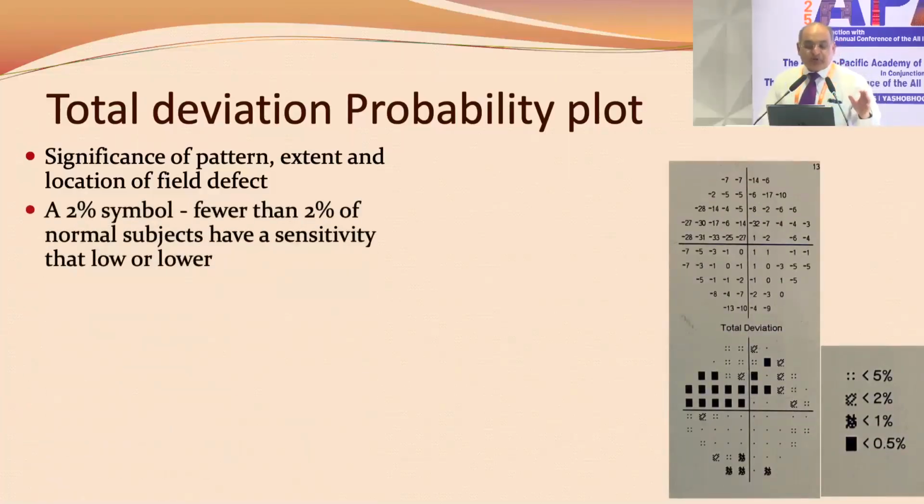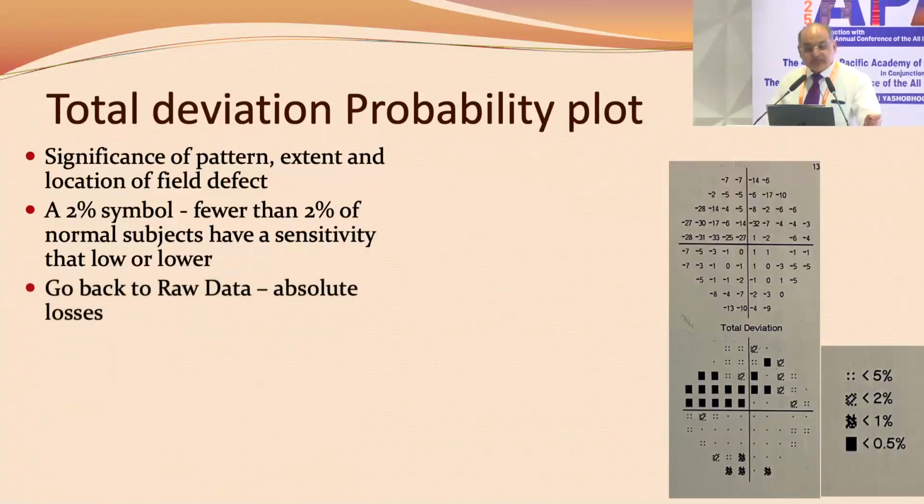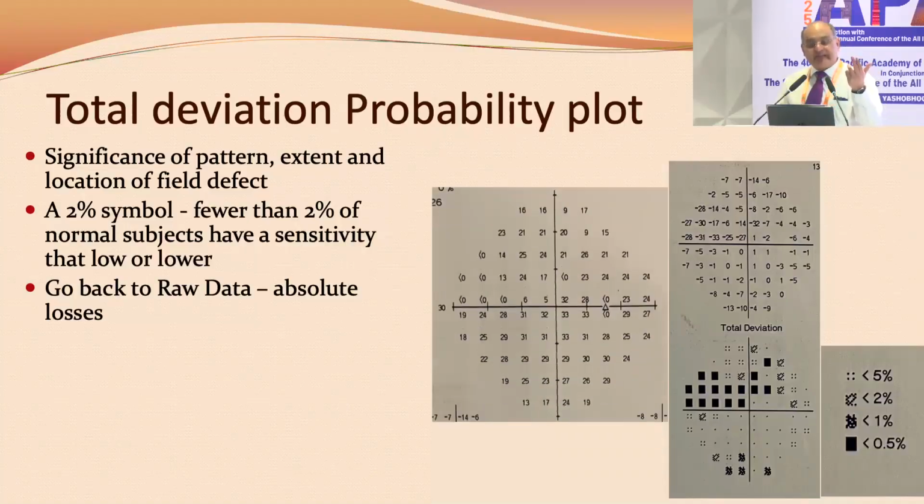The total deviation probability plot gives you a number attached to the pattern, the dark spot which is there, and that is the probability. So any symbol, say it is less than 0.5, less than 1, less than 2, or less than 5, signifies that the presence of this is possible only in 2% of normal subjects. So the chance of this being abnormal is pretty high. But this does not give you absolute scotomas. No matter how dark the circle is, it does not give you the absolute defect. We have to go back to the raw data to find out whether it is actually 0 or not.